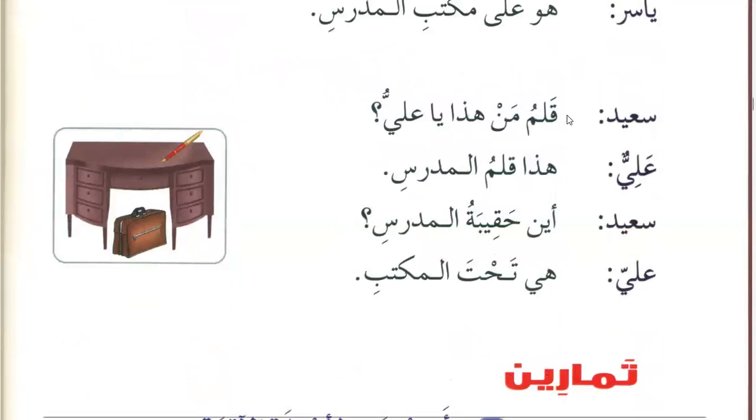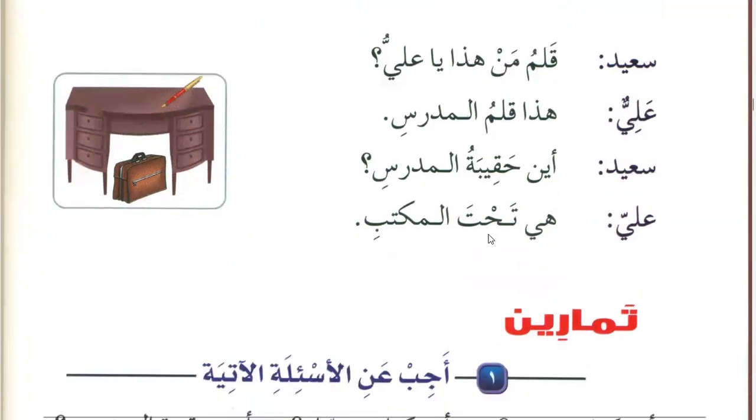Qalamu man hadha ya Ali? Whose pen is this, O Ali? Hadha qalamu al-mudarrisi. This is the pen of the teacher. Aina hakibatul mudarris? Where is the bag of the teacher? What is the meaning of hakiba? Bag. Hiya tahta al-maktabi. It is underneath the desk.